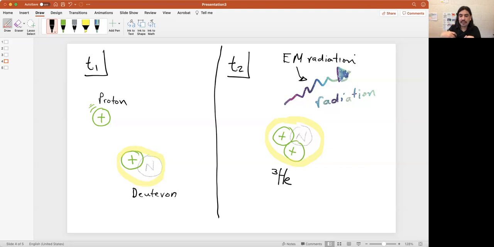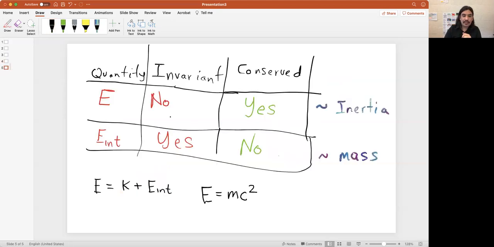So you can actually see this radiation coming out and detect it. And you can also measure the helium nuclei, and they add up together to the original mass of the deuteron and the proton. And that is where we get that, sorry, that energy is conserved. And some of that energy is conserved into mass. And some of that energy is just irradiated as electromagnetic radiation. Is that clear? Any questions?